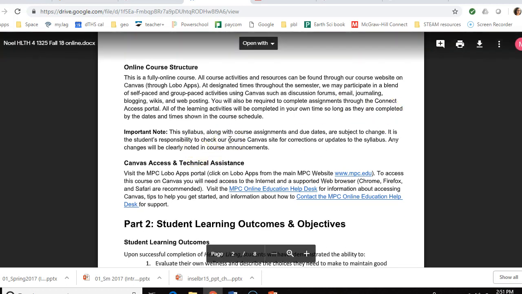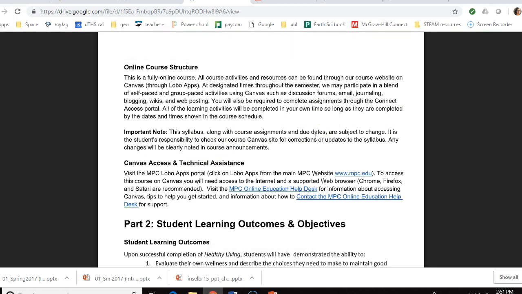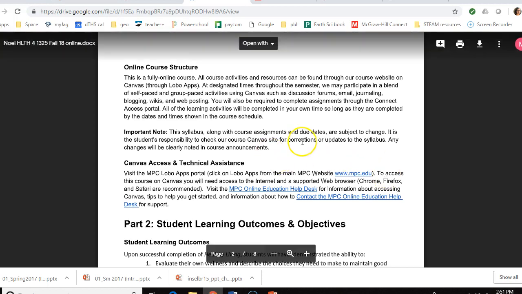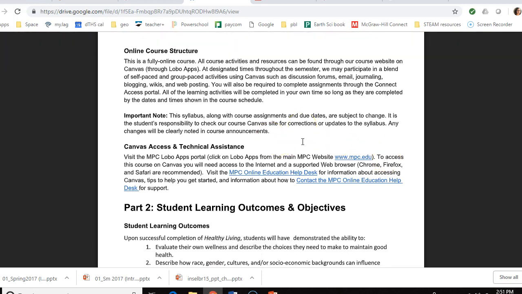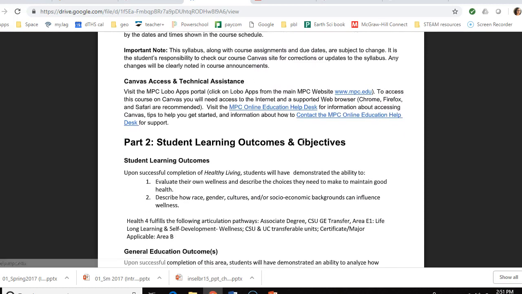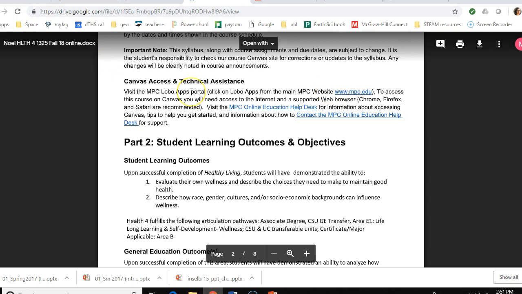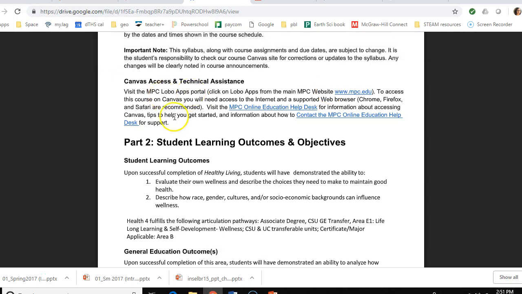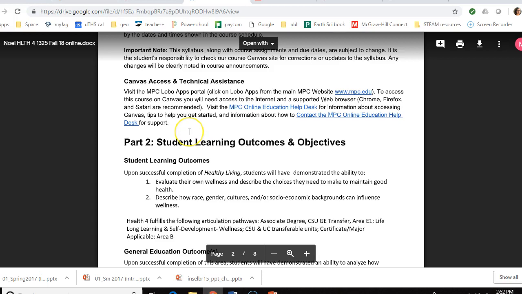And speaking of which, the due dates are subject to change if there are internet outages, or if something crazy happens. So make sure you keep up with Canvas for the correct dates of everything. Due dates should be very obvious. If you ever need any kind of technical assistance, MPC has a really good technical assistance program, so make sure you talk to them, okay?